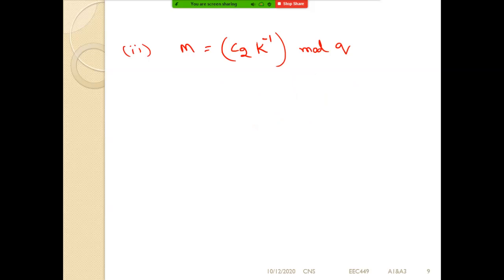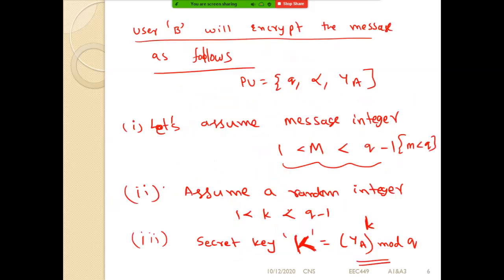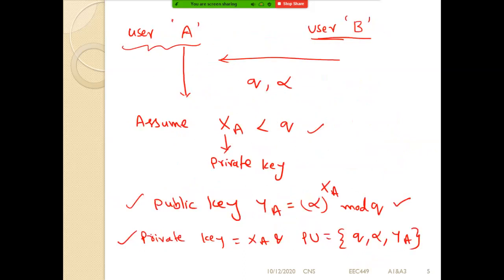So clear, all of you? Again, I will repeat, just see carefully. If the user B wants to communicate with the user A, the actual process will start from the user A. He will assume a random value as XA, which is a private key, which must be less than Q. Then he will generate a public key as YA is equal to alpha power XA mod Q. This is the private key and this will be the public. So the public key will be known to the user B.